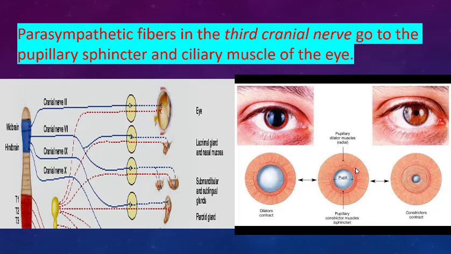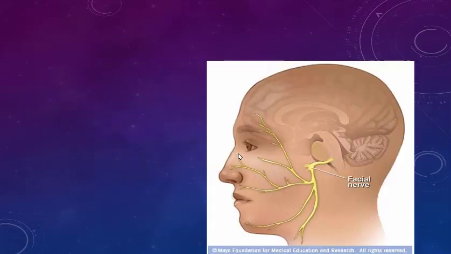So the parasympathetic nervous system is responsible for the constriction of the pupil. Here you can see this is a contracted pupil, and here you can see this is a dilated pupil. So the muscles of the eye are supplied by the parasympathetic nerve fibers, which cause constriction of the pupil.